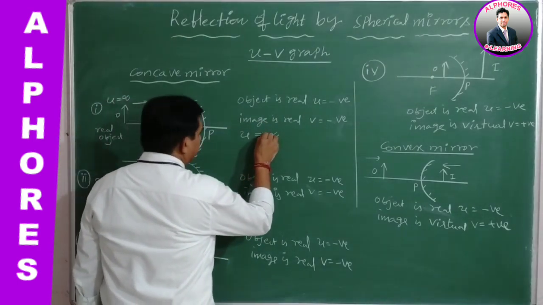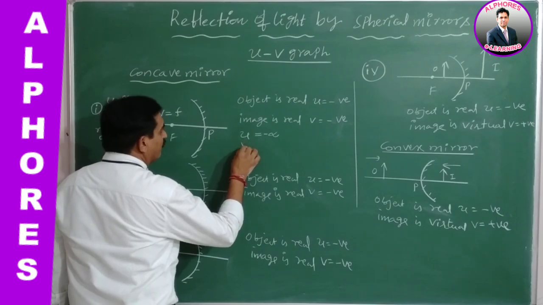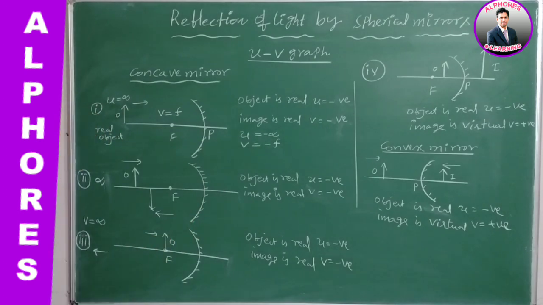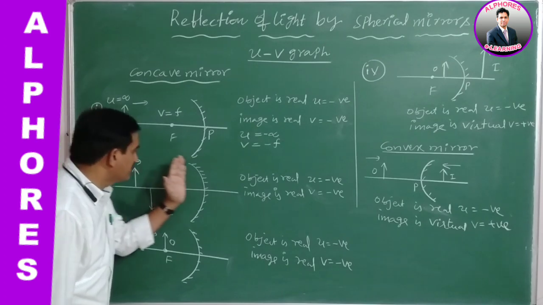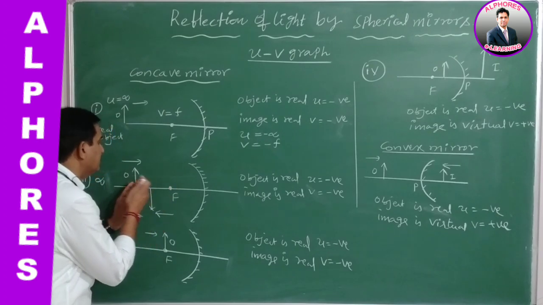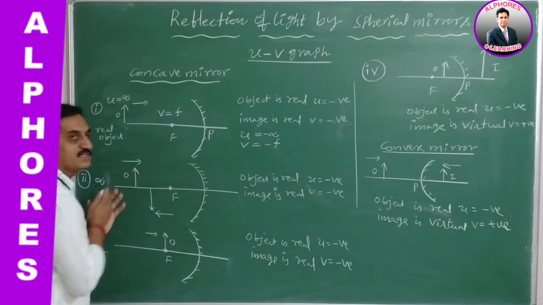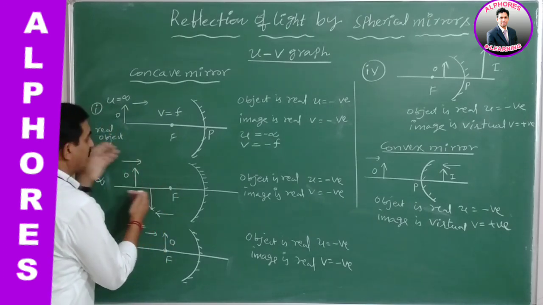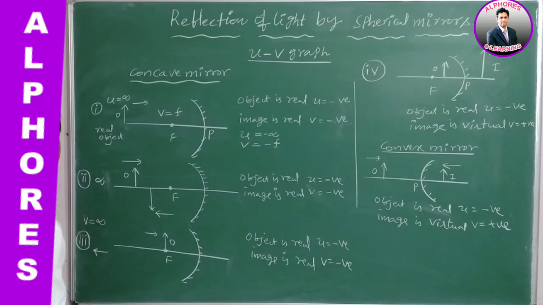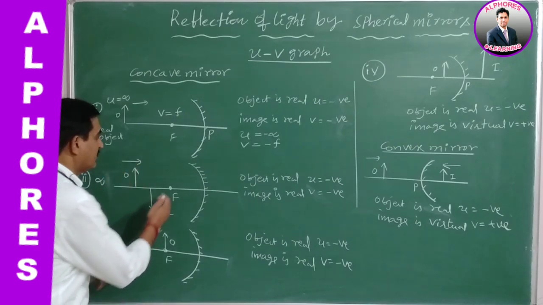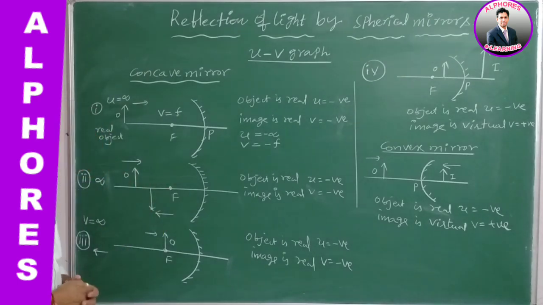V is equal to infinity, but the corresponding V is given at the focus point with sign convention. Whenever the object is approaching slowly towards the concave mirror, its corresponding image is receding from the concave mirror. So as it approaches, the image is moving away. These two are opposite in direction. Here the object is at infinity, the corresponding image is at focus. As the object approaches the concave mirror, the image moves away from the concave mirror.